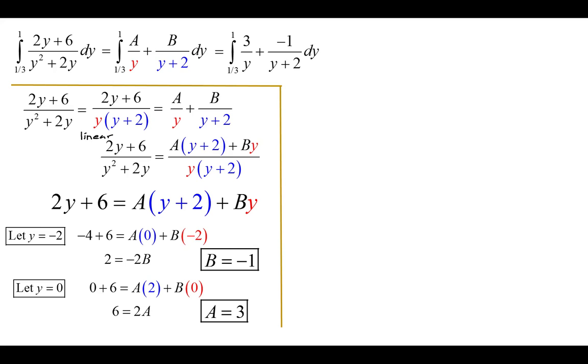We'll have natural log of y and natural log of y plus 2, technically with absolute values. Fundamental theorem of calculus just says it's our job to plug in the upper limit and the lower limit. And so we're going to plug a 1 in and plug a third in. And now we'll be back into algebra, where it's going to be our job to manipulate these log properties in order to come up with some final solution in the end, combining all of them together.